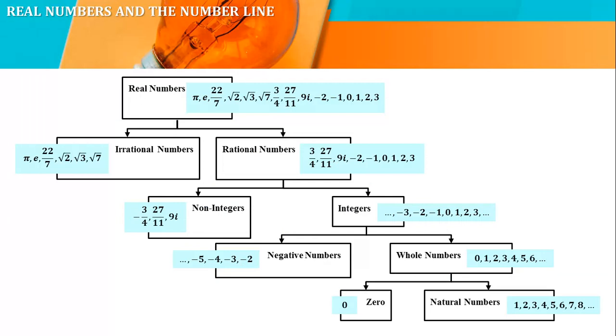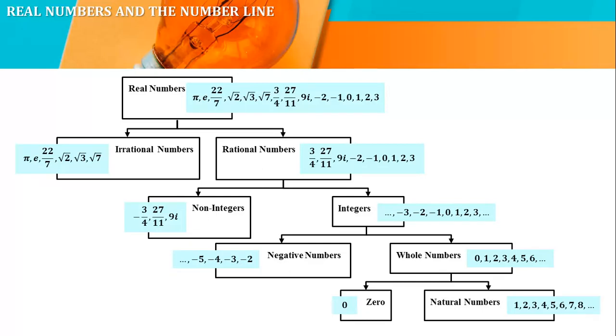Okay, now, for our examples, yung real numbers are yung pi natin, so that is 3.1416, yung e natin na 2.7, we have the improper fraction 22/7, the radical, square root of 2, square root of 3, square root of 7, 3/4 or proper fraction, 27/11, 9i, yung imaginary number natin, negative integers, negative 2, negative 1, 0, 1, 2, 3. Yung 1, 2, 3 is a counting number and yung 0 is a whole number.